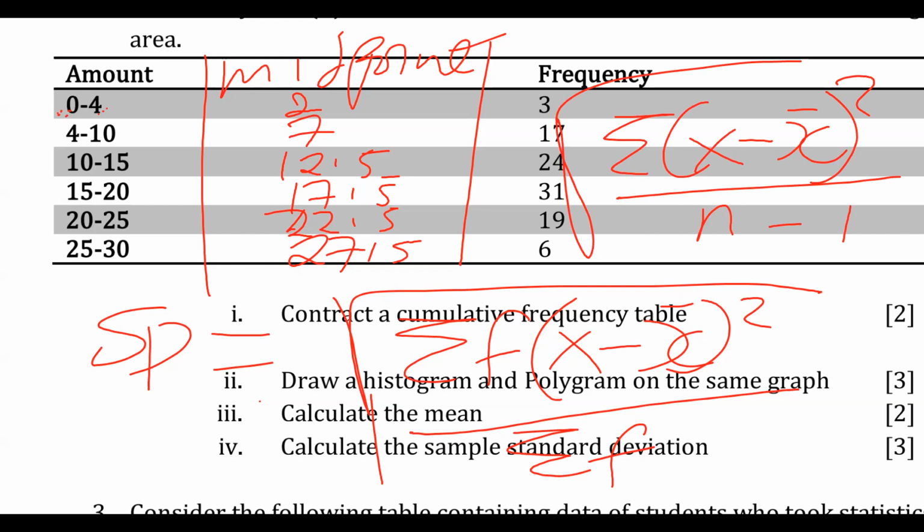But the data that we have right now is grouped data. Therefore, the standard deviation shall be given as the summation of f, which is the frequency, times x minus x bar, you square that and divide by the total frequency, then you square root everything. Did you get it? Yes, I do.